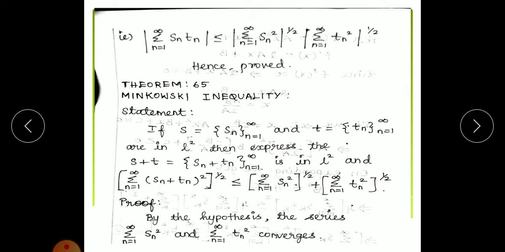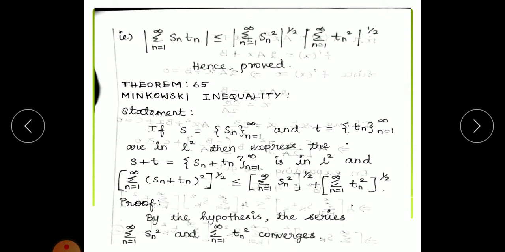Next we are going to see the Minkowski inequality. This is also very important. If S equal to Sn and T equal to another sequence in L squared, then the expression S plus T. In the previous Schwarz inequality we saw the product; here it is the addition S plus T. So Sn plus Tn, the sequence n equal to 1 to infinity, is in L squared, and the series summation (Sn plus Tn) the whole squared, whole power 1 by 2, is less than or equal to summation Sn squared whole power 1 by 2 plus summation Tn squared whole power 1 by 2, splitting the series.